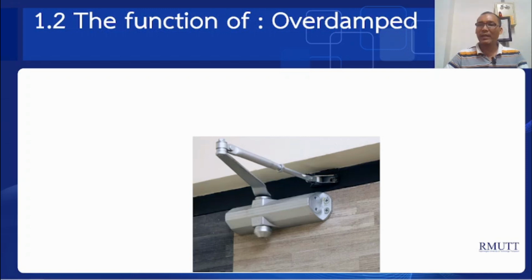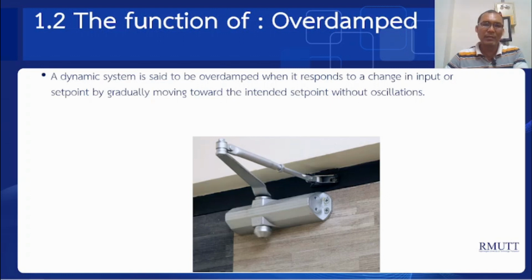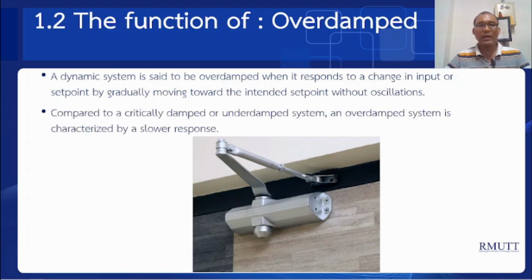The next variable is overdamped. An overdamped dynamic system is one that responds to a change in input or set point by gradually moving toward the intended set point without any oscillations. Compared to a critically damped or underdamped system, an overdamped system is characterized by a slower response to the output.